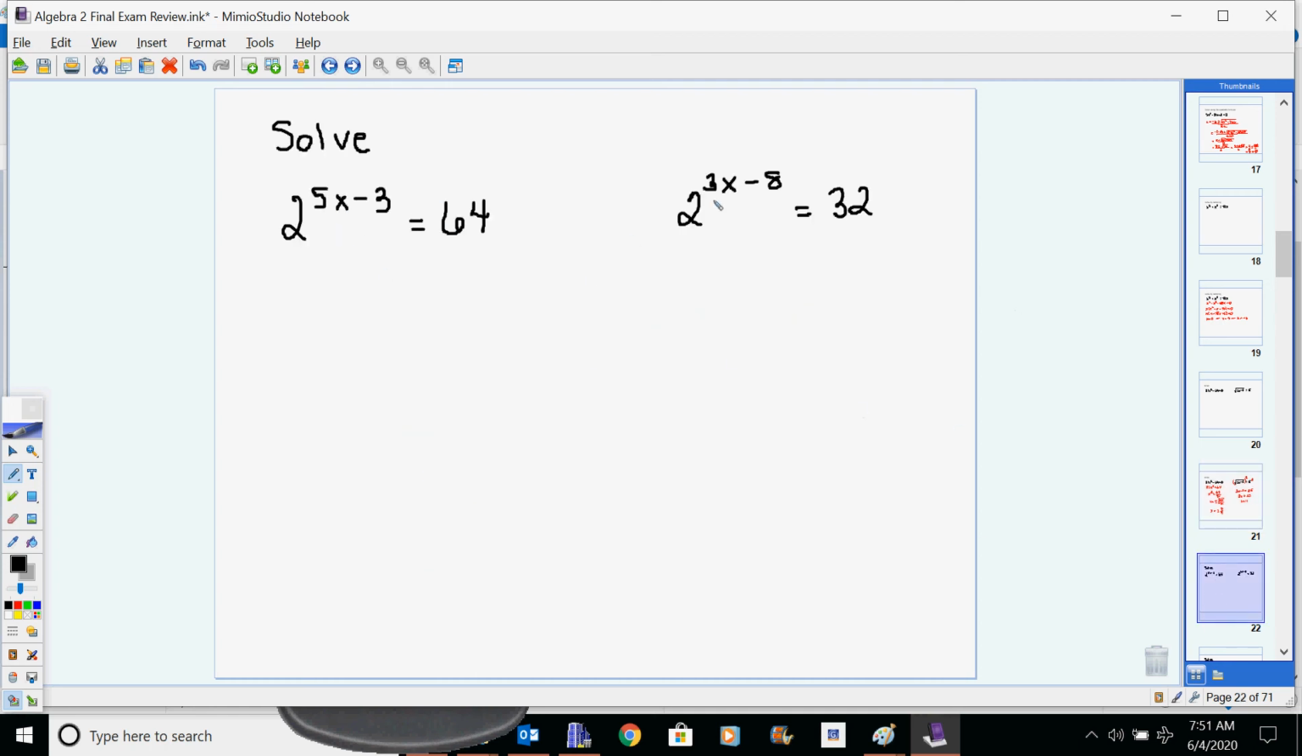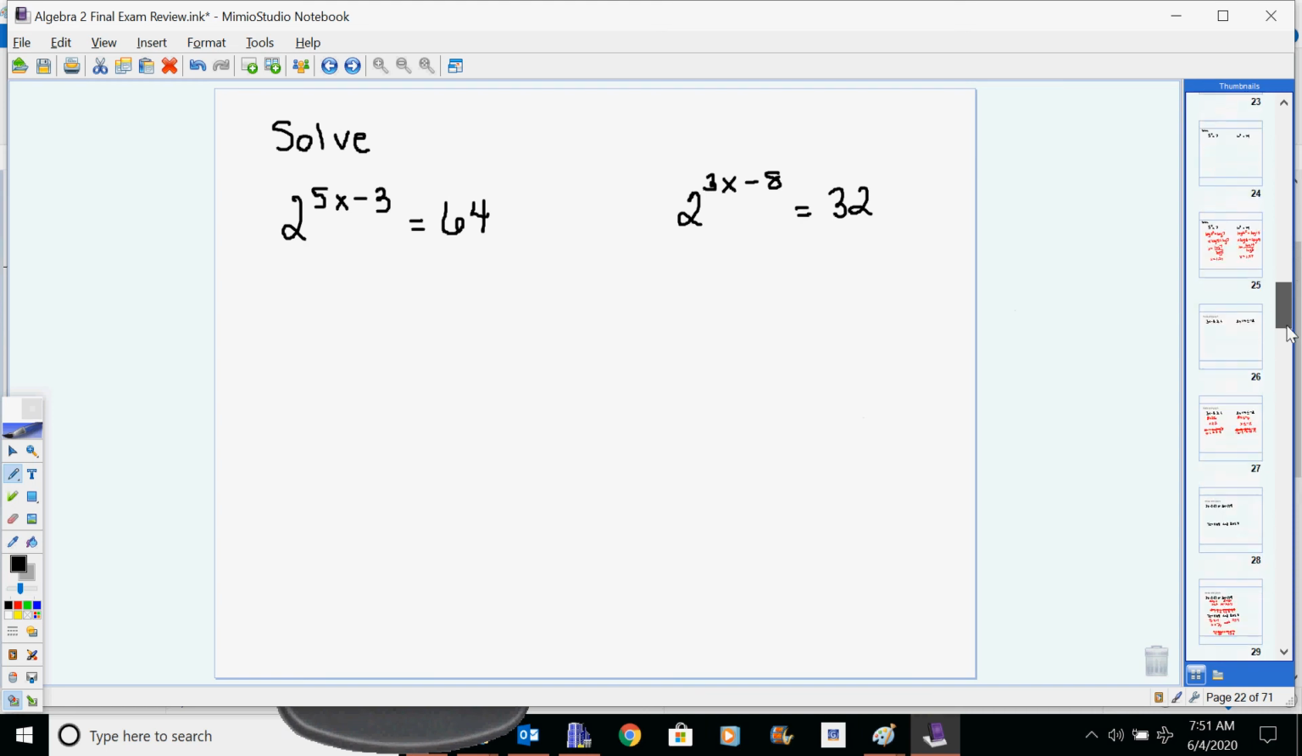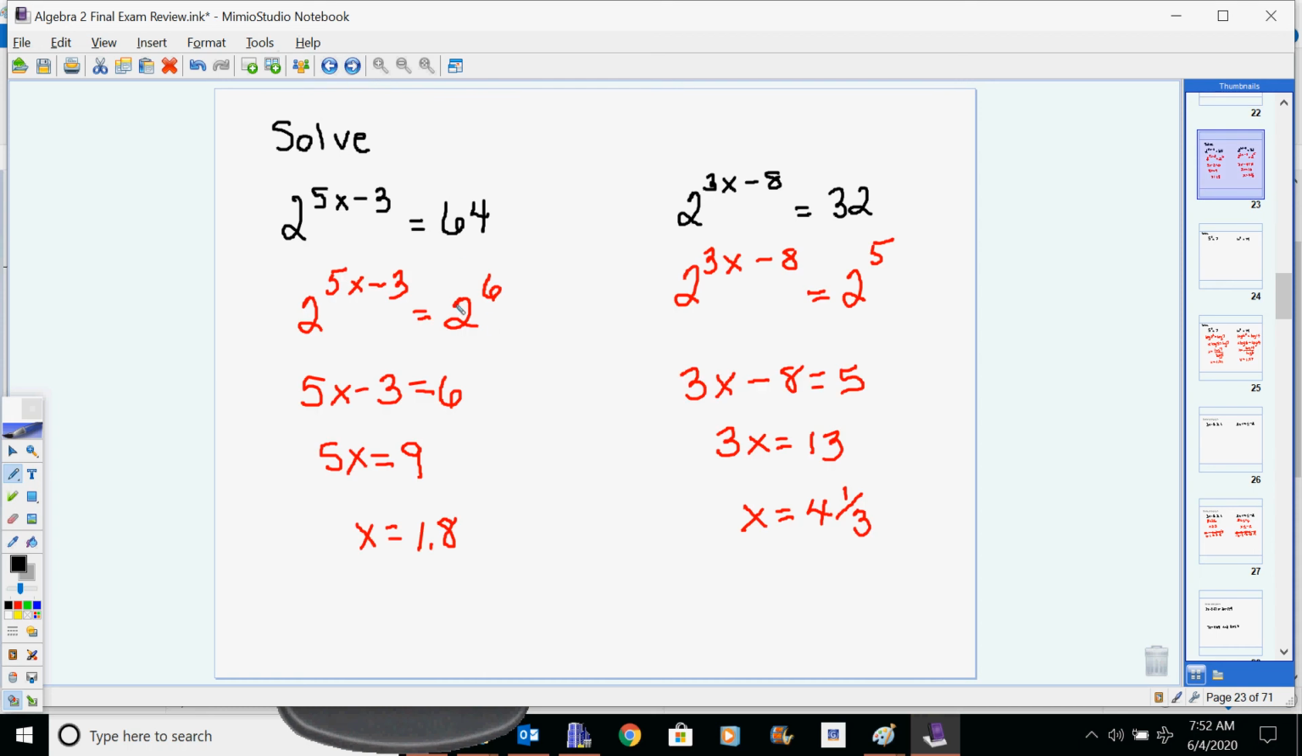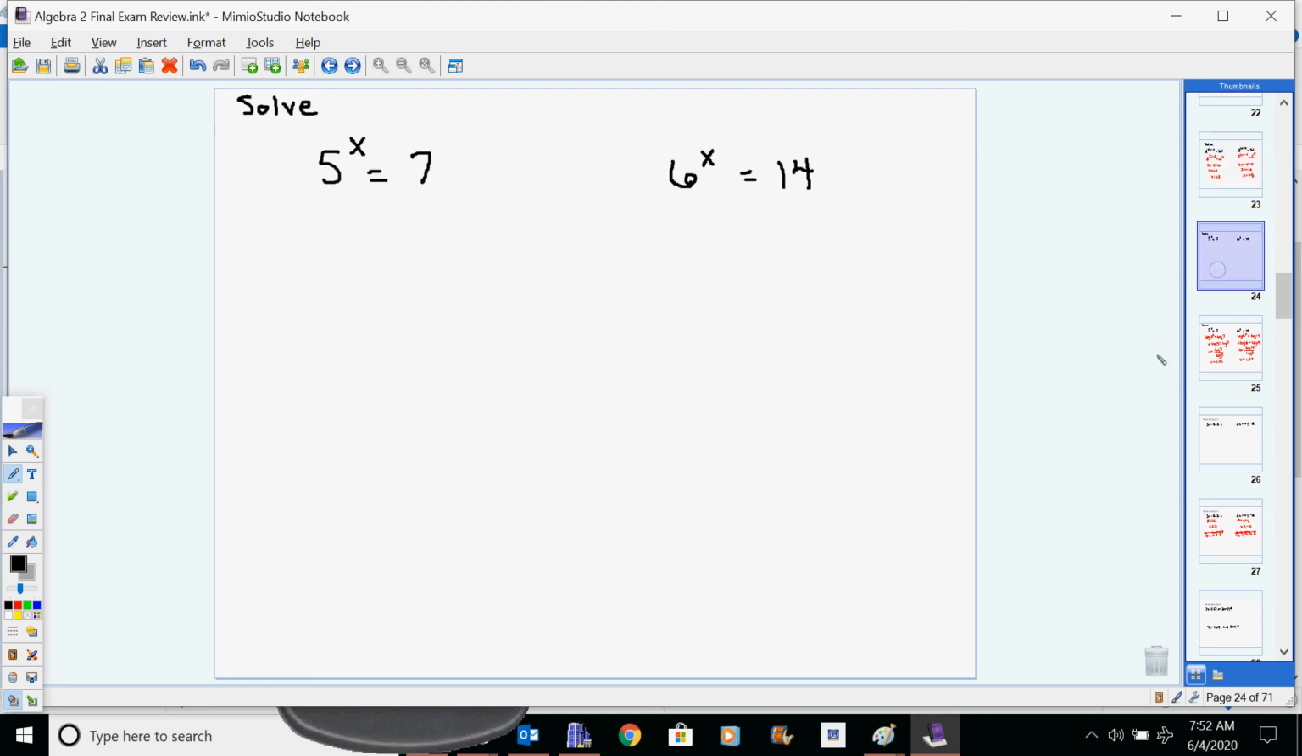All right, this one involves recognizing that these numbers can be written as 2 to a power, just like that one. So 64 is really 2 to the 6th. 32 is really 2 to the 5th. Since they're the same base, then the exponents would have to be equal also to make you get the same number. And then you would take this, and all of you know how to solve this problem. Add 3, divide by 5, and get a number. You can get a decimal as long as the decimal ends, or you can get a mixed number if the answer ends like that. All right.